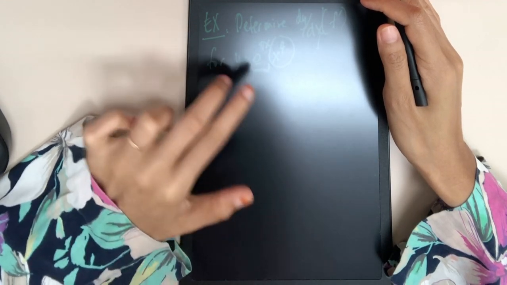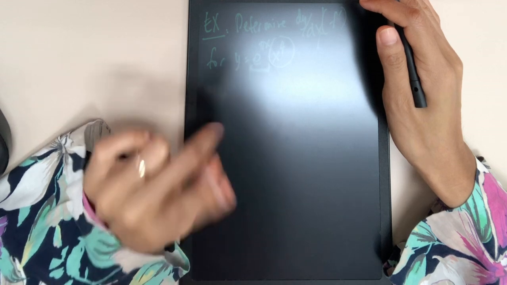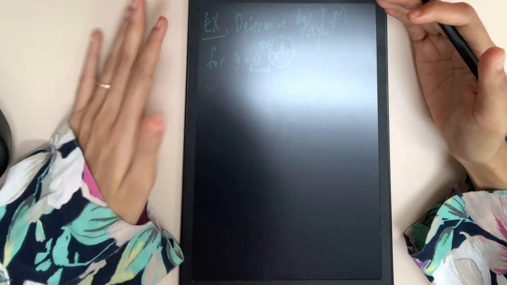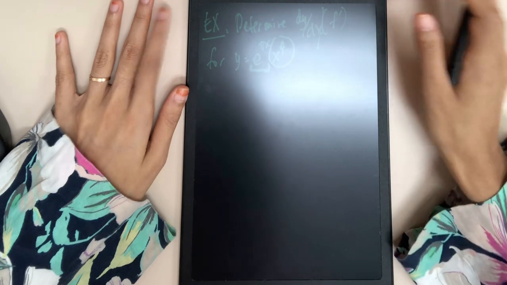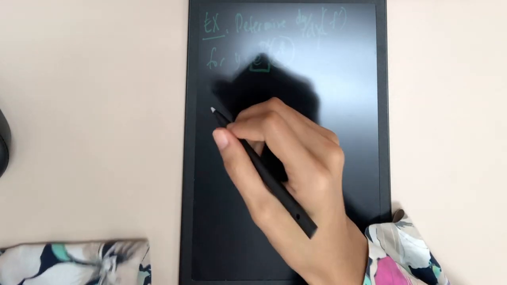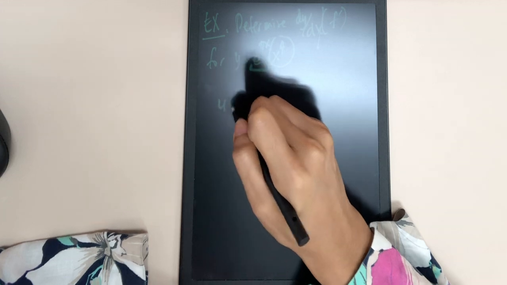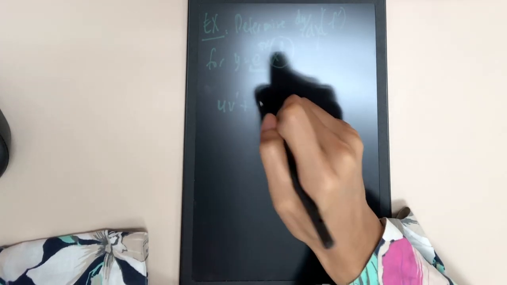So when we have these two functions in one function, macam itulah maksudnya, you need to differentiate by using product rule. Okay, so how to solve by using product rule? I suggest you write the formula first, supaya you tak lupa. So u v prime plus v u prime.